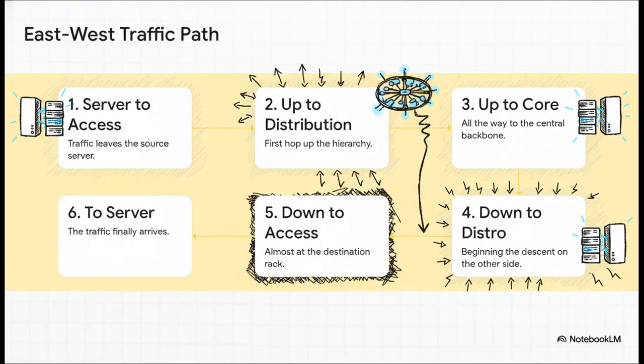I mean, just look at how inefficient this was. For one server to talk to another server just a few racks away, the data had to take this crazy long journey. It had to go from its access switch up to a distribution switch, all the way up to the core switch, and then all the way back down again through another distribution and access switch. It's like driving across town just to talk to your next-door neighbor. Absolutely insane.